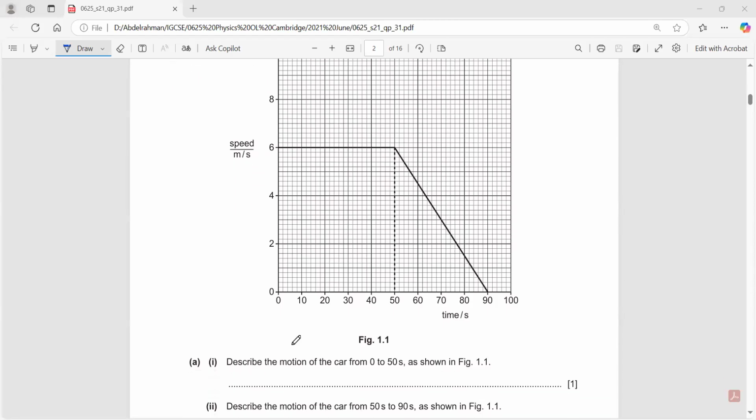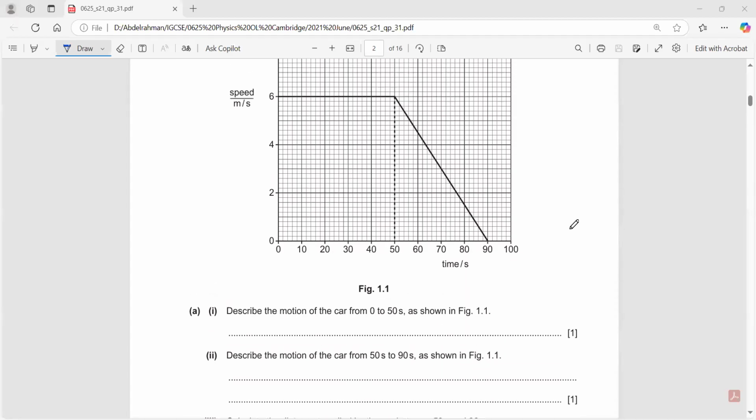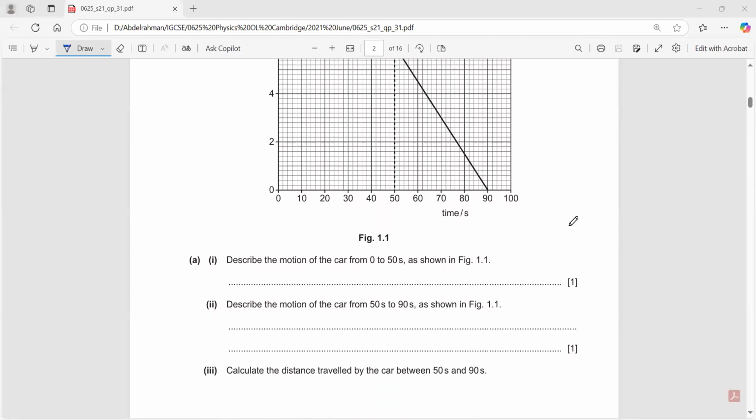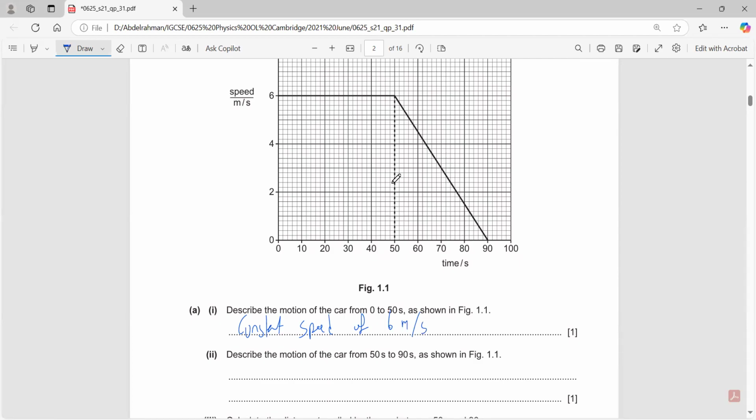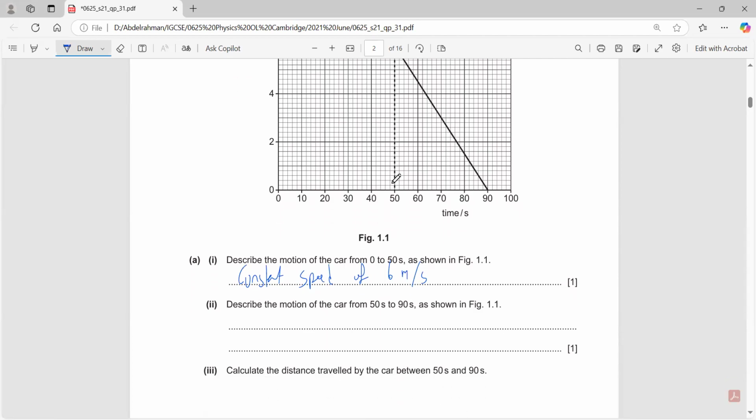Okay, speed time graph. Describe the motion of the car from 0 to 50. What is happening to the motion? Constant speed of what? What was the exact number of his constant speed? Constant speed of 6 meters per second. Yes, exactly.